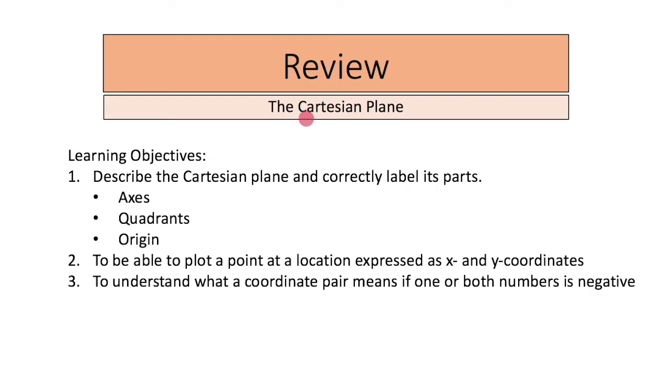Let's now review what we learned in this lesson. Here are our learning objectives, which we started with. Hopefully at the end of this lesson, we are able to describe the Cartesian plane and correctly label its parts. We know what axes are, we know what quadrants are, and we know where the origin is. Hopefully we are able to plot a point at a location expressed as x and y coordinates. And finally, we understand what a coordinate pair means if one or both numbers is negative.